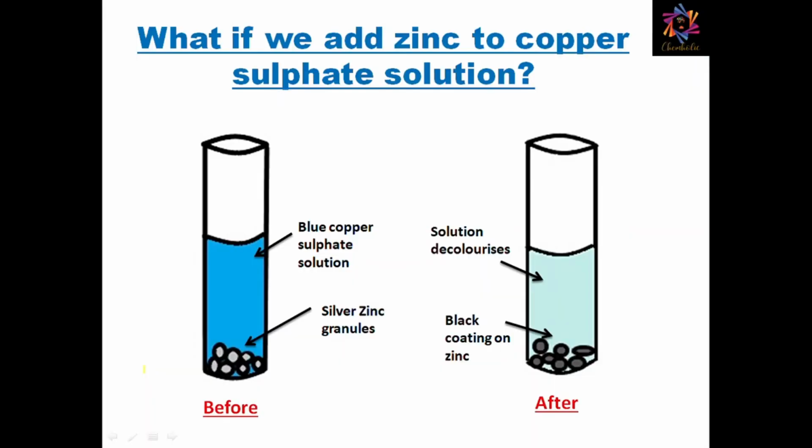The reaction between zinc and copper sulfate solution. You can see the two test tubes over here. Before the reaction, you see the blue color of the copper sulfate and some zinc granules placed in it. Now the color of the zinc granules is silver. After the reaction, the color of the solution, which is blue, started decolorizing. Now zinc granules will turn black after the reaction.